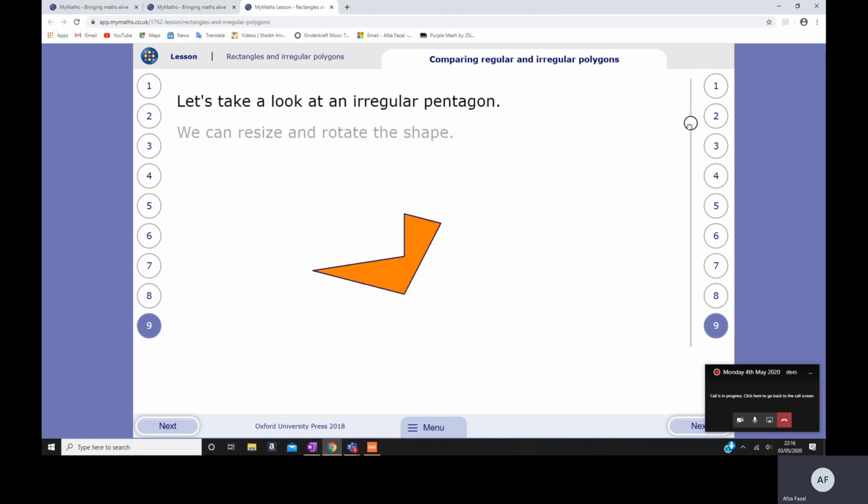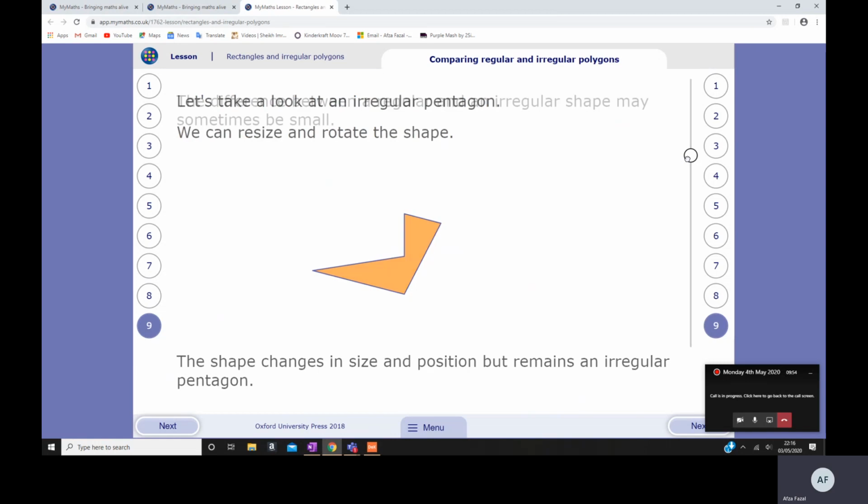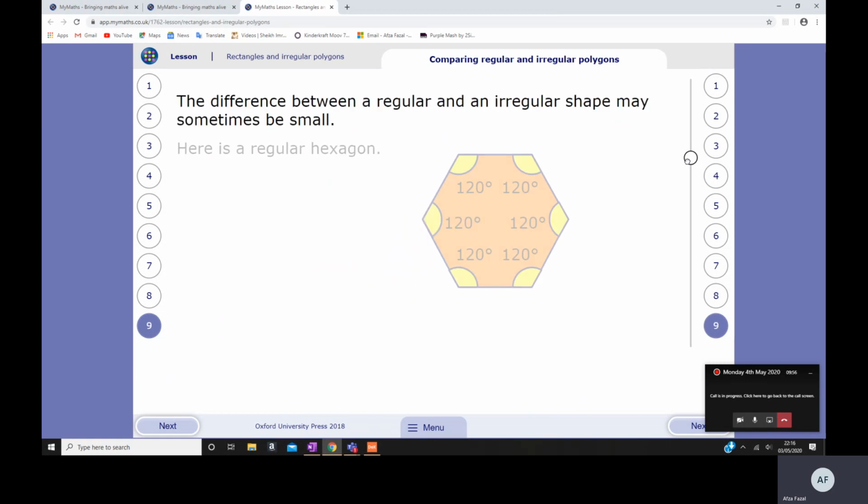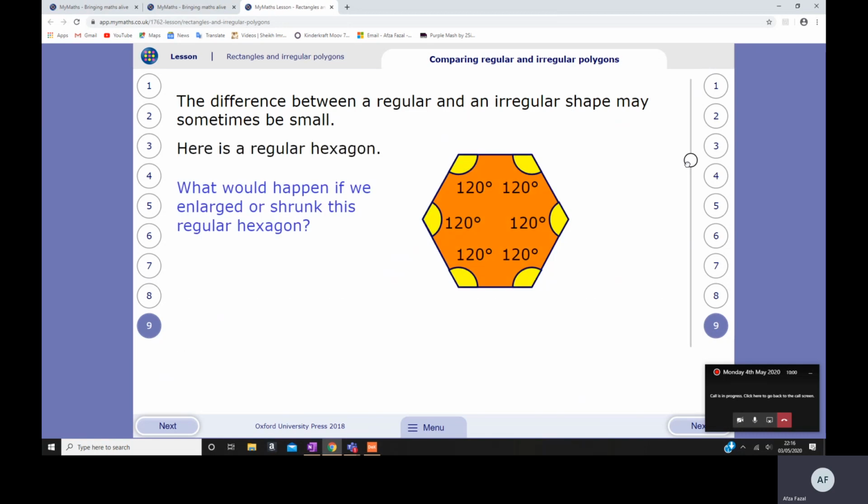Let's take a look at an irregular pentagon. We can resize and rotate the shape. So I can move it around, make it bigger or smaller. The shape changes in size and position but remains an irregular shape. The difference between a regular and irregular shape may sometimes be small.